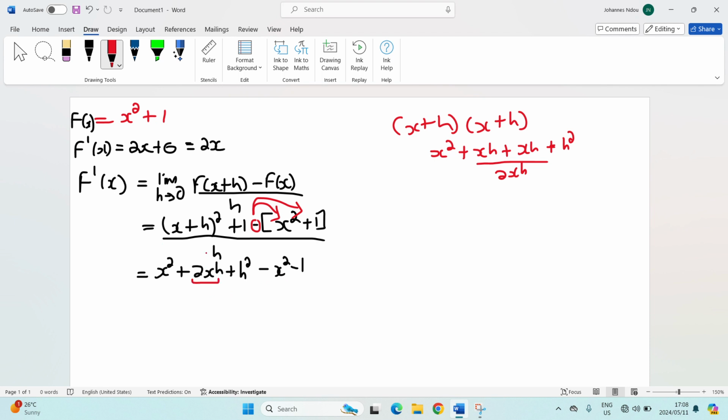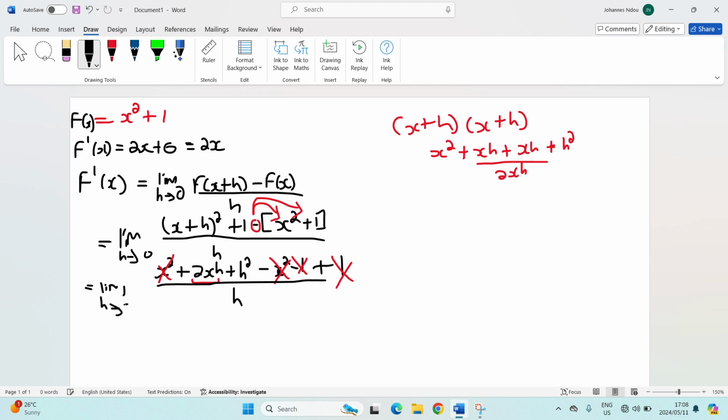Now I'm going to subtract like terms. Okay, I forgot this one. We must have this one over here, so I'm going to say plus 1. Now what I'm going to observe is that this x squared will cancel the negative x squared. The negative 1 will cancel the 1. And all this is divided by h. Okay, so just a mistake which I did here. I must not drop the limit sign as h approaches 0. This thing is very important. You must have it. So this is the limit as h approaches 0.